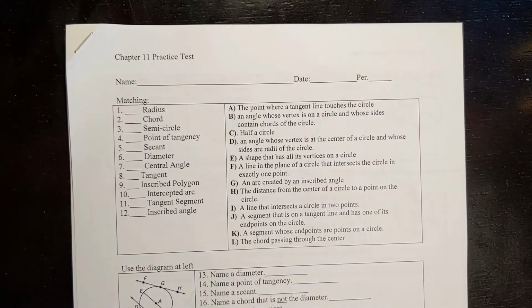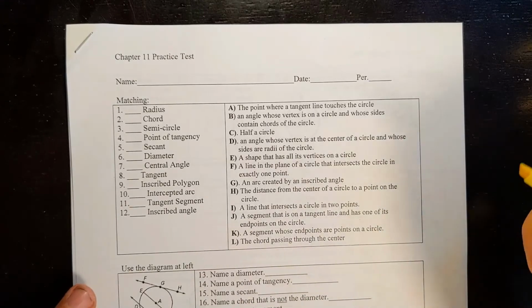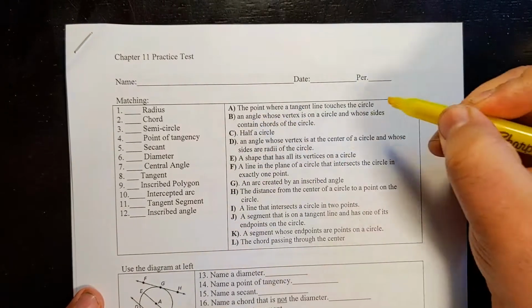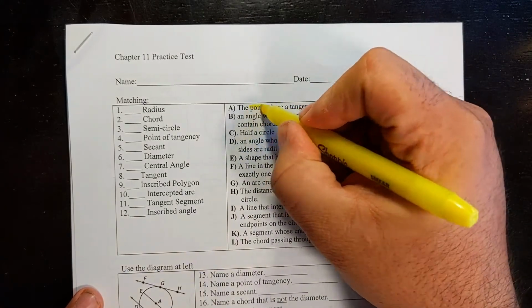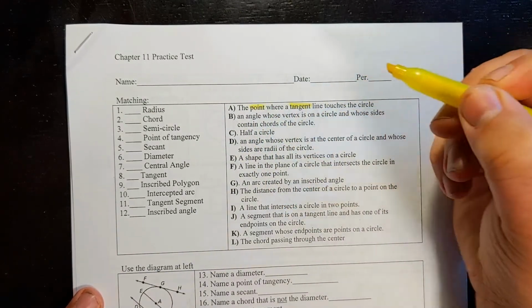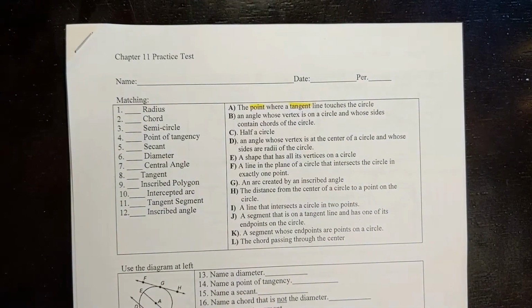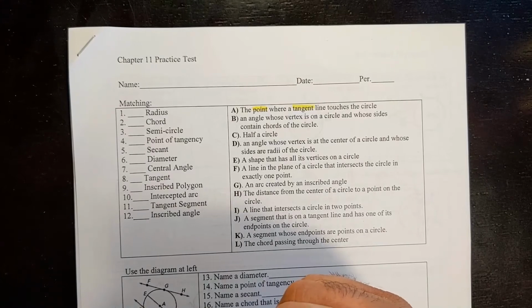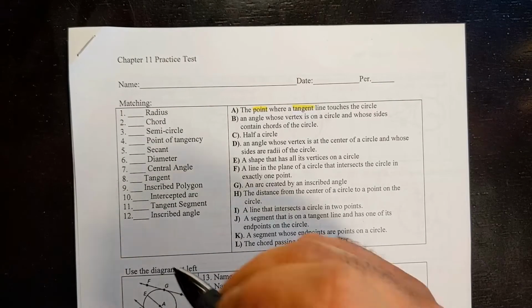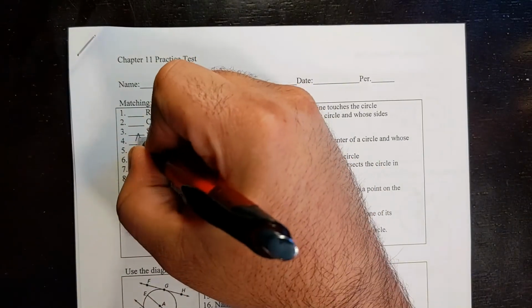This is chapter 11, practice test, and I like to find the keywords to the vocabulary. So right here is the point where a tangent line touches the circle. We've got the word point and we've got tangent. So that's going to be your tangent point. That's going to be the point of tangency. So A.